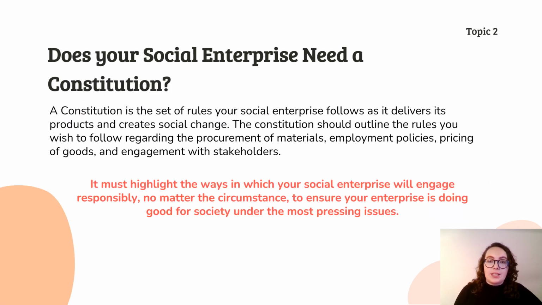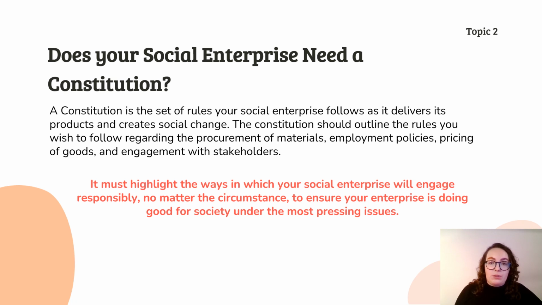A constitution is the set of rules your social enterprise follows as it delivers its products and services and creates social change. The constitution should outline the rules you wish to follow regarding the procurement of materials, such as ethical production, fair trade, quality materials, and impact of transporting the materials. Employment policies, such as employing people who have a disability or are a refugee, ensuring a flexible employment contract for staff. Pricing of goods, ensuring that you are charging enough to sustain and grow your business without creating a product which your target audience cannot access or afford.